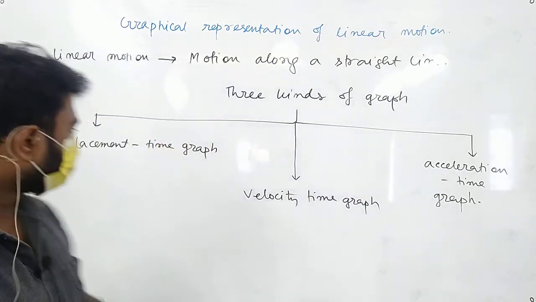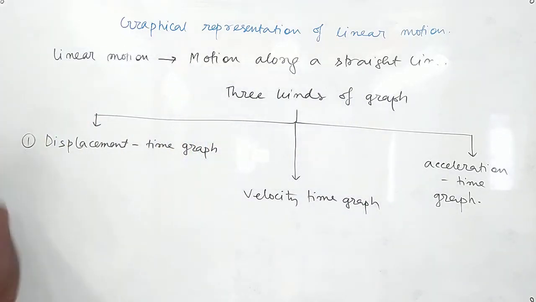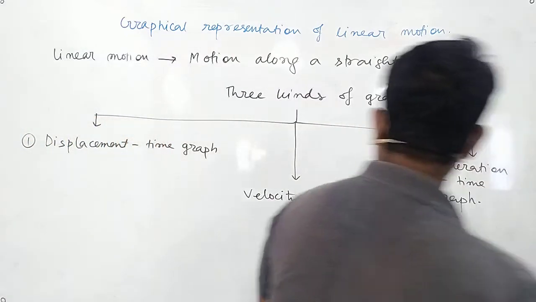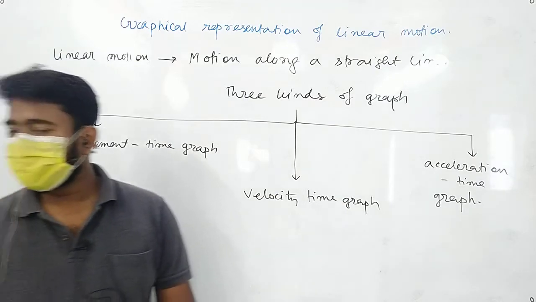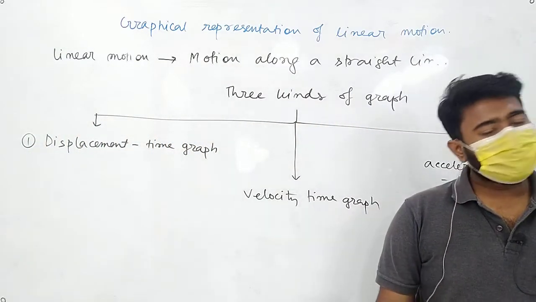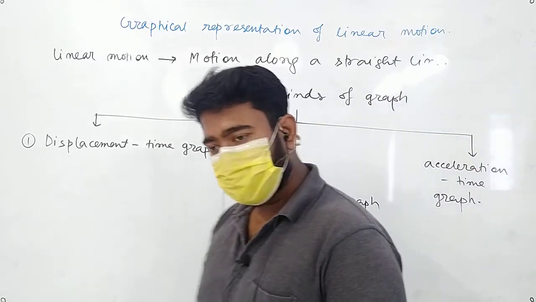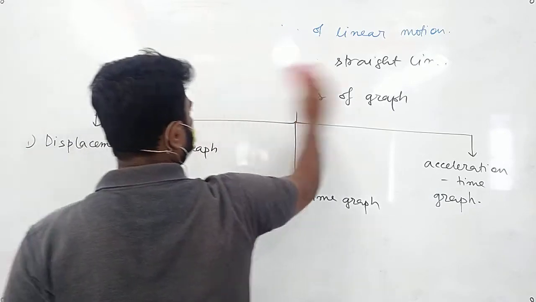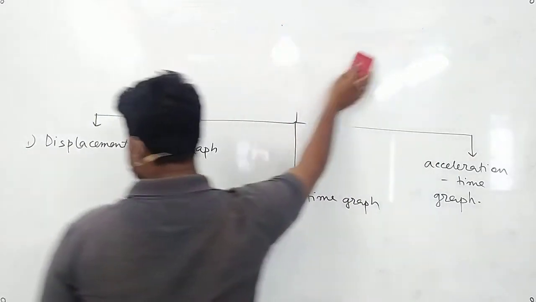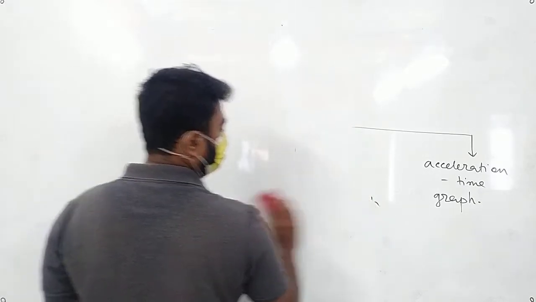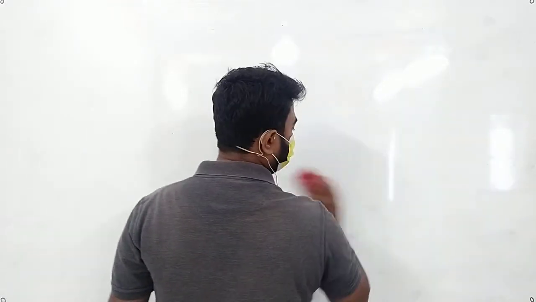Okay, now first of all we will deal with the displacement time graph. Can anyone tell me how to do a graph? Have you done x and y axis in a graph? If we have done x and y axis, we can understand it in a better way. First we will start with the idea of graph.